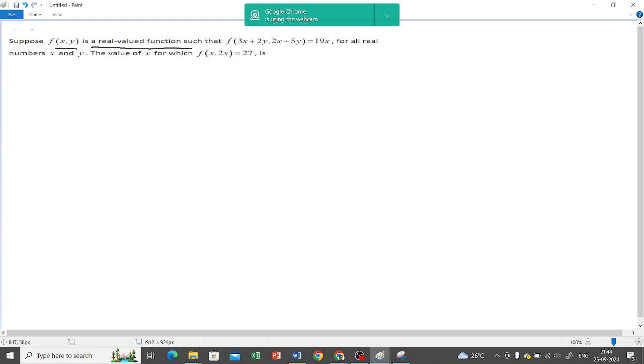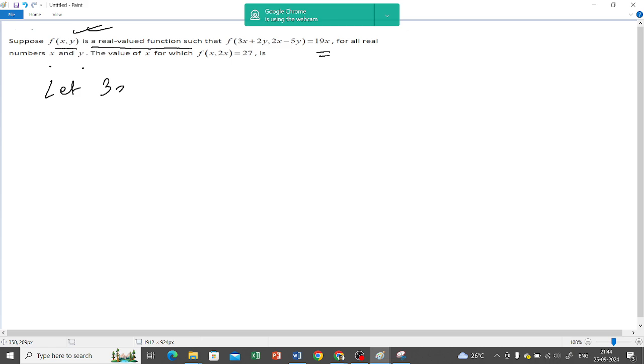So you understood this function sum. There is some function f(x, y) such that when you put 3x + 2y in the first place and 2x - 5y in the second place, you get 19x, for all real numbers x and y. The value of x for which f(x, 2x) is 27, I need to find out. This is a critical sum, an advanced level sum. I'm doing it, you just understand for now.